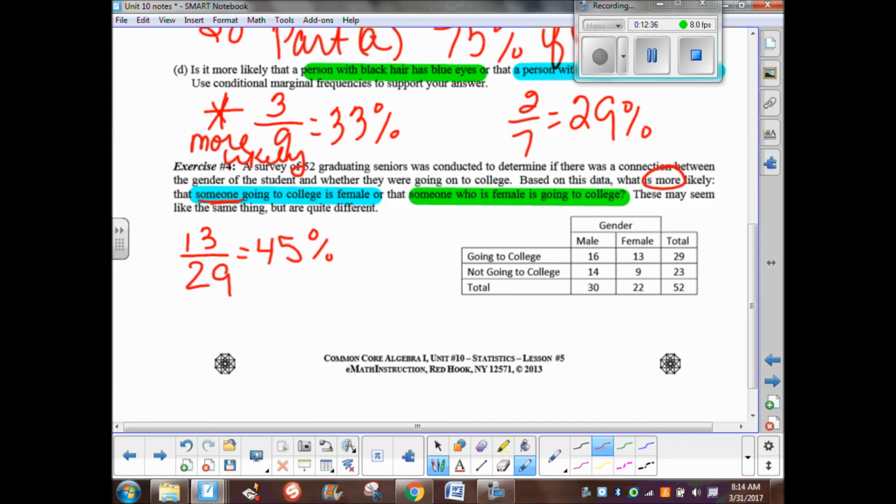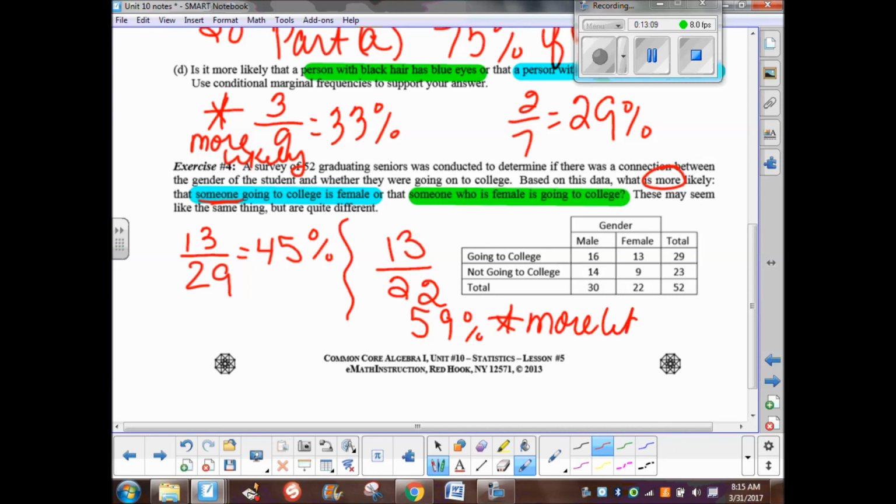Someone who is female is going to college. So all the someones who are female, meaning how many females are there? 22. Of those 22, how many are going to college? 13, which comes out to be 59%. What's more likely? Okay, someone who is female going to college. Okay. Simple enough.